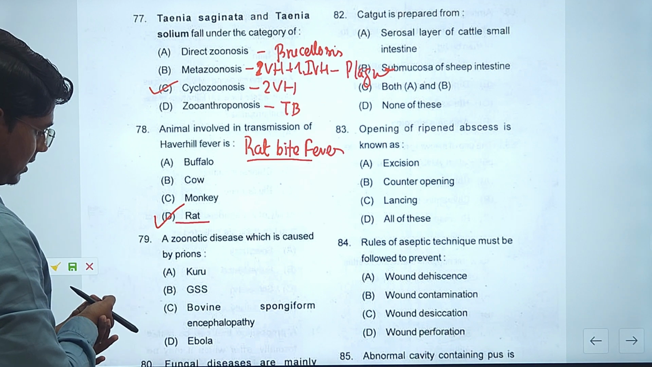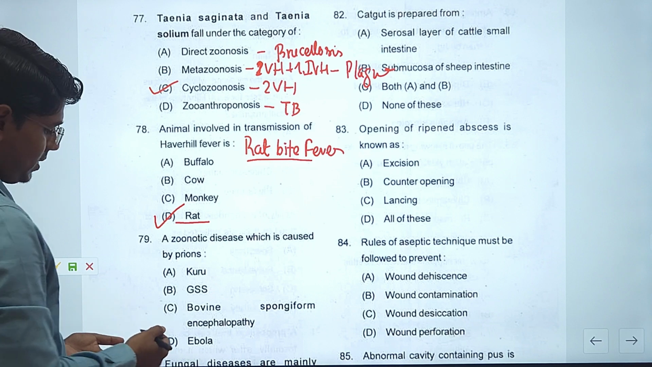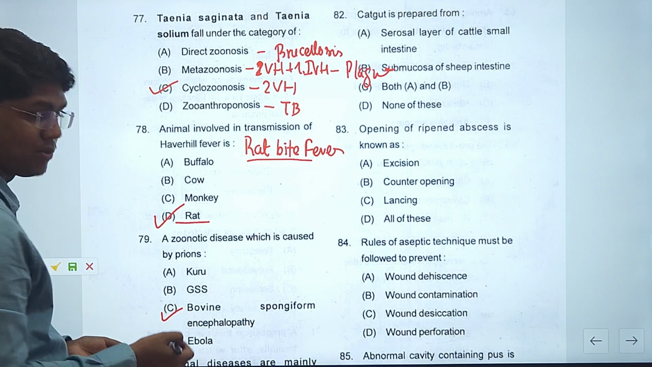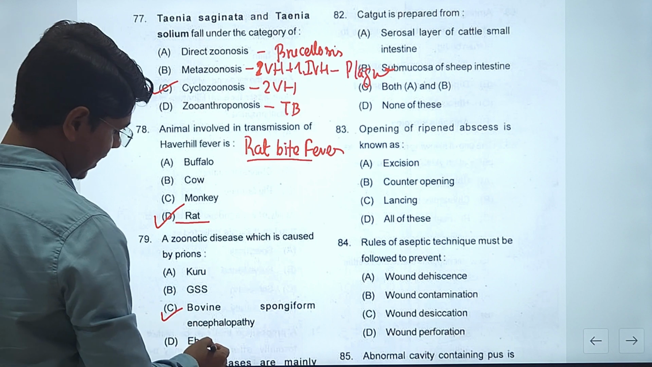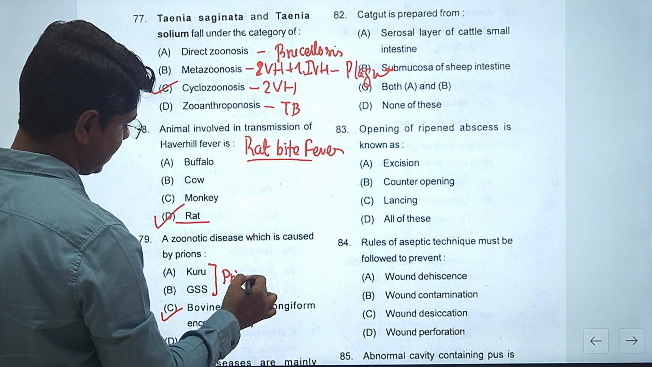A zoonotic disease which is caused by prions. Zoonotic means from animal to human. Bovine spongiform encephalopathy, which is caused by the prion. Ebola is by virus. Kuru and GSS are also caused by prions, but they are primarily a disease of human.